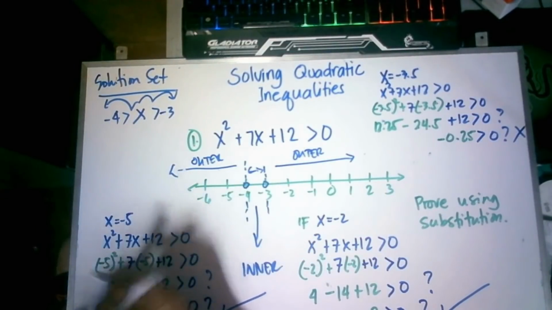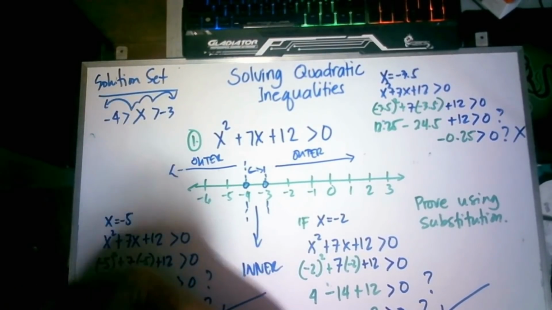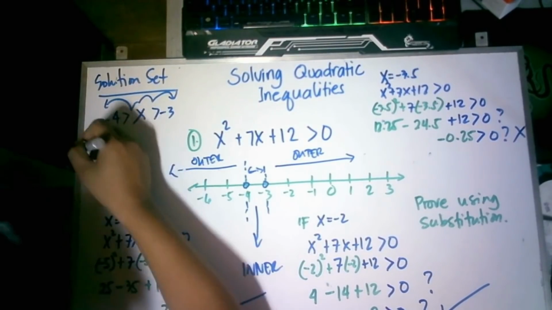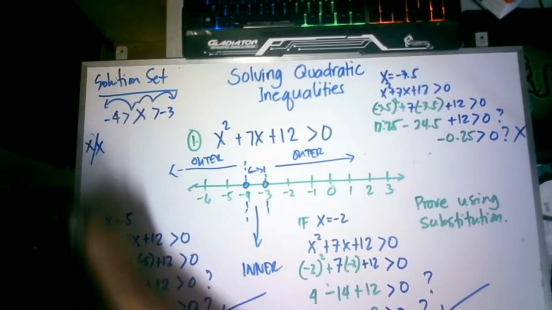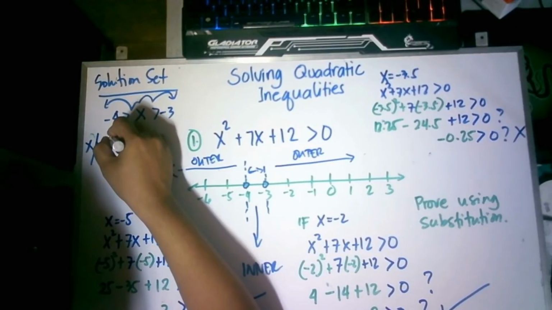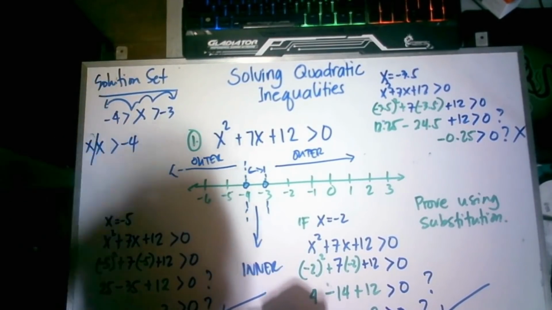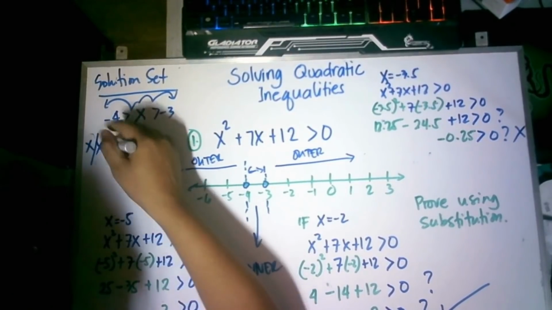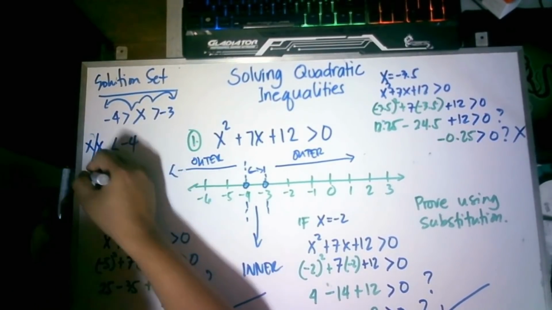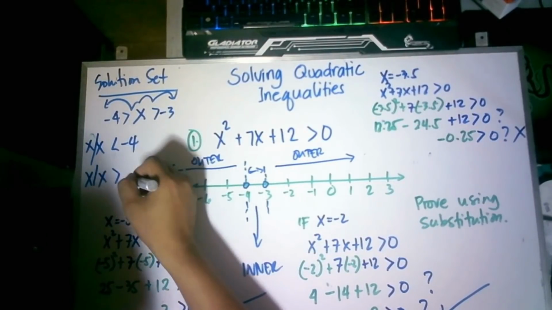So other books can write it this way: x such that x is less than negative 4, and x such that x is greater than negative 3.